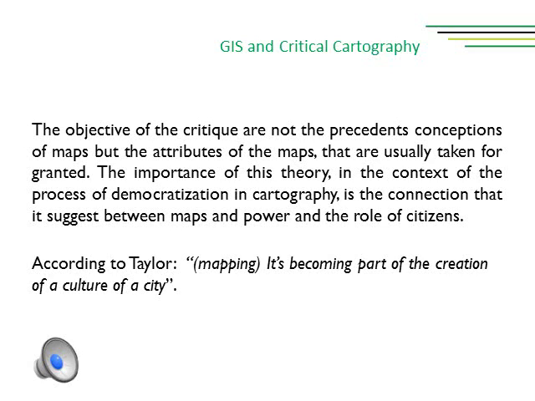Indeed, the scope of the critique is the analysis of maps aimed at identifying the attributes of the maps that are usually taken for granted. The importance of this theory in the context of the process of democratization of cartography is the connection that is suggested between maps and power and the role of citizens. Pickles rethinks mapping as the production of space, geography, place and territory, as well as the political identities people who inhabit and make these spaces have.